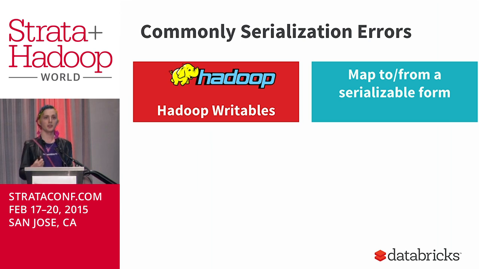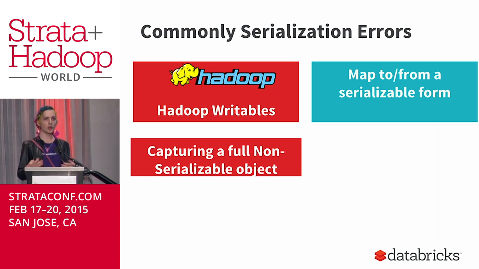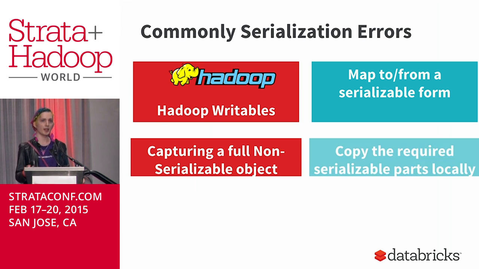A simple example of that is we can just read our data in, do a map, and convert it from the Hadoop writable type into a native type, like a Scala case class or a standard Java serializable type. Another common serialization error that a lot of people experience is when they accidentally capture a non-serializable object in their closure. This can happen mostly when we reference a field inside of an object. Once we reference the field, we're going to grab the entire object and have to try and serialize that. The solution is to capture the serializable parts locally.